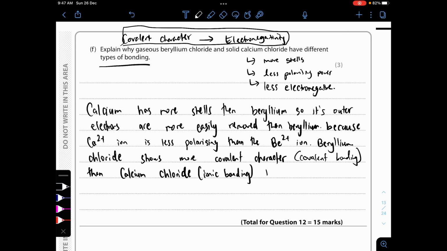That's because, the key thing here, calcium is less electronegative. These were the reasons we first talked about. The reasons were more shells, so outer electrons are more easily removed. Why? Because Ca2 plus is less polarizing than Be2 plus ion. The last part is that beryllium chloride shows more covalent character because calcium is less electronegative. So those are our 3 marks to explain why beryllium chloride and solid calcium chloride have different types of bonding.